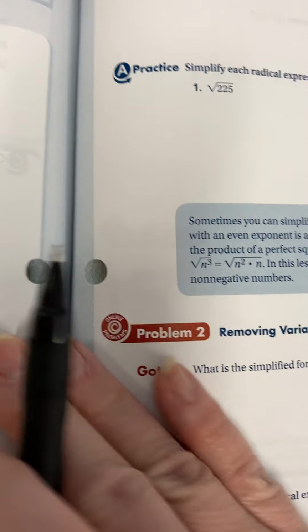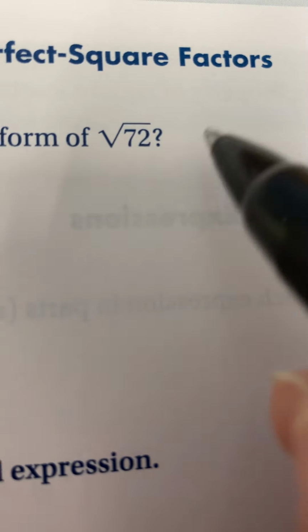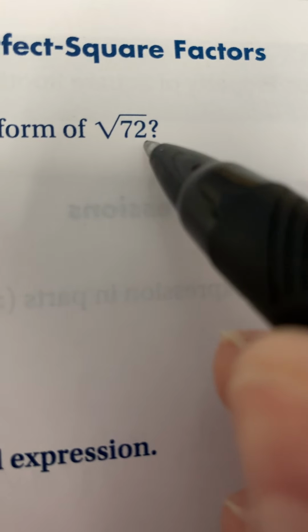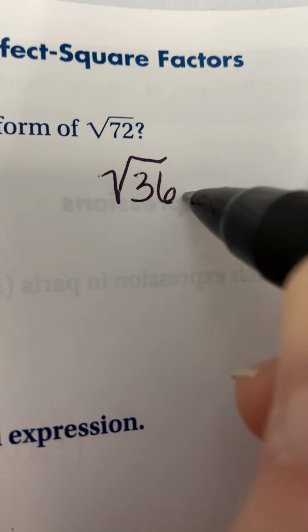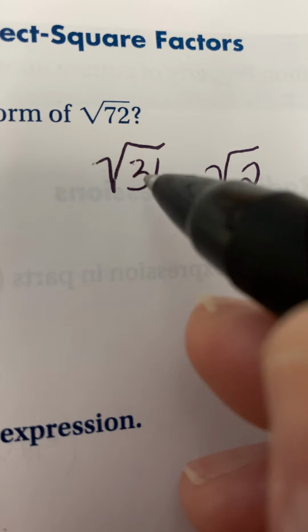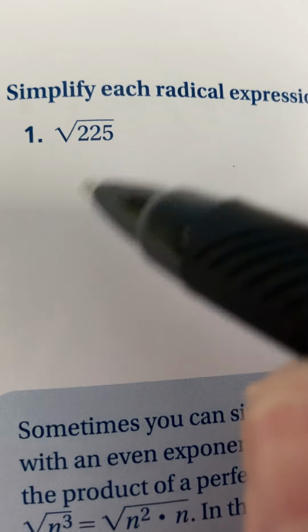All right, so let's just go through. This is where we started the very first day. We just broke down a basic radical here, and you found a perfect number that went into this, which was 36. So you rewrote 72 as 36 times 2. The square root of 36 was 6, and you were left with a radical 2. We were done.